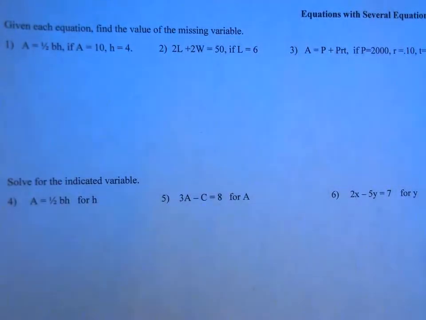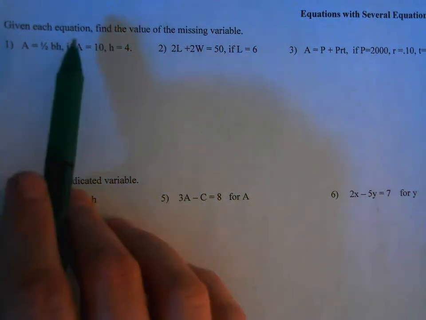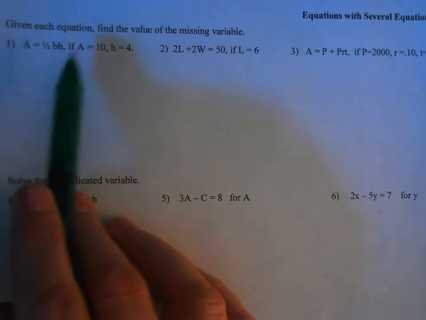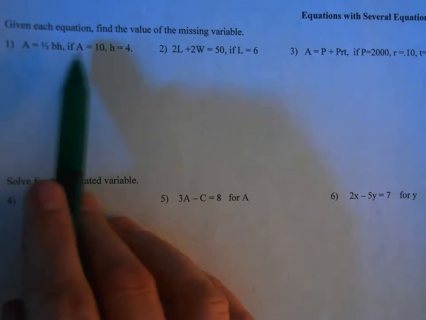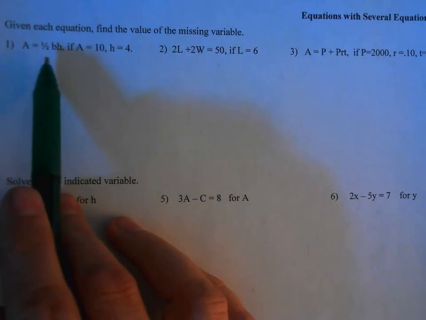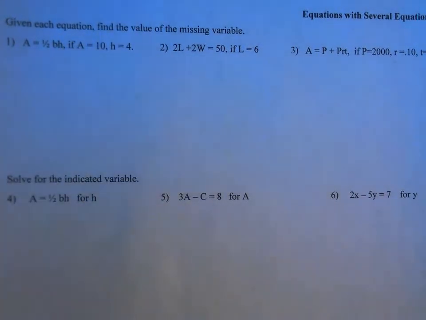Here we're going to look at solving equations with several variables. So given the equation, find the value of the missing variable. So if we have a equals 1/2 b times h, if a equals 10 and h equals 4. Now you may recognize this is the area of a triangle.